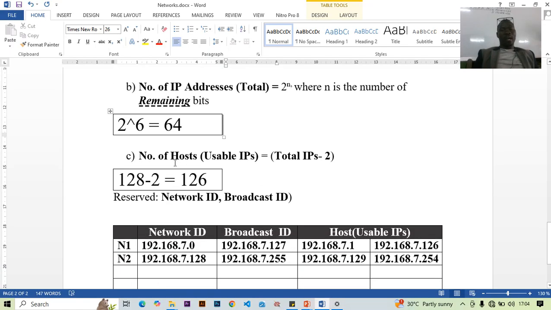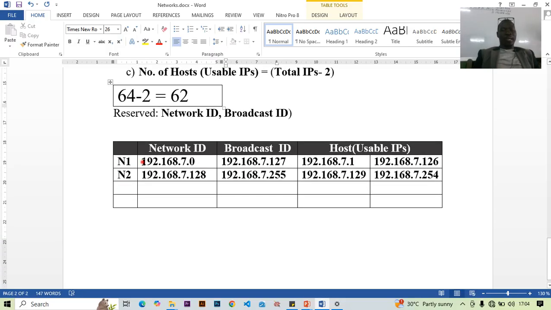Therefore, how do we find the number of hosts or usable IP addresses? It is 64 minus 2, which will give us 62. So we shall have 62 usable IP addresses in each and every given network.